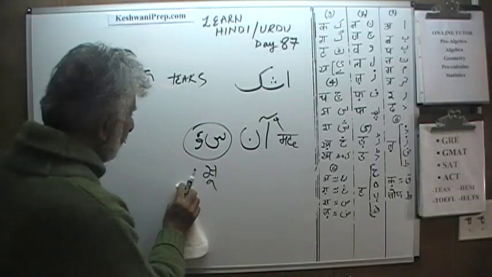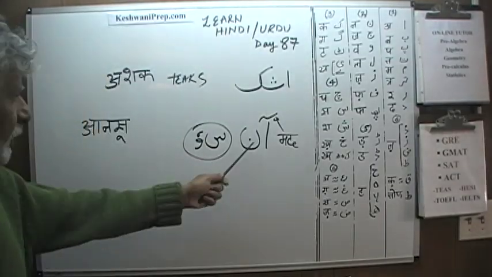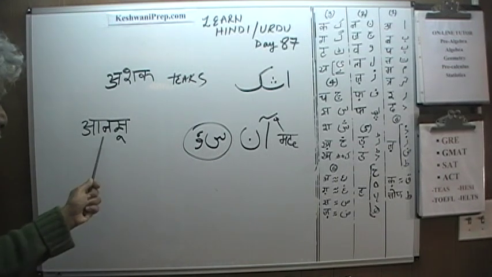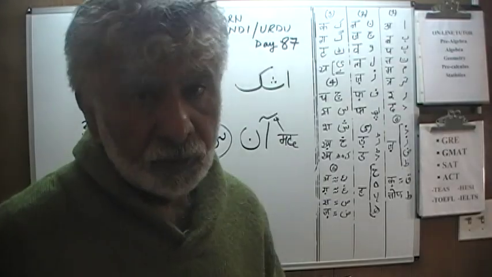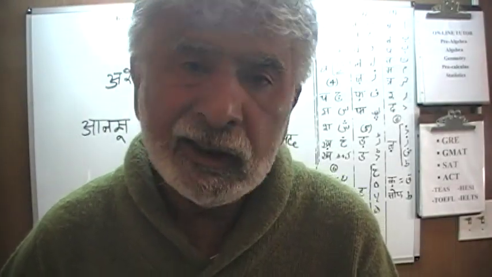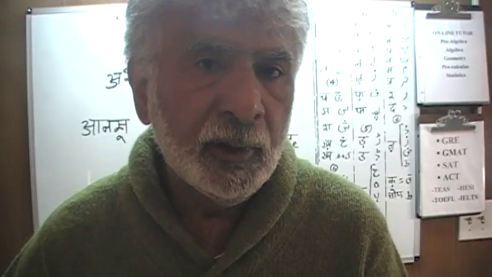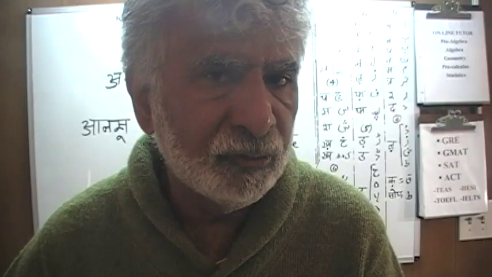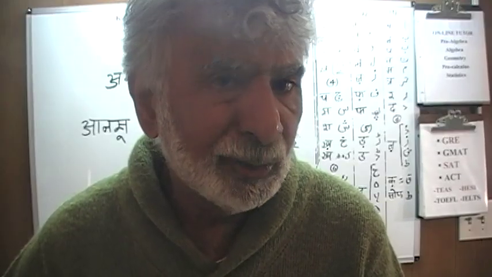Let's take a look at it, see what it reads. As it is written in both Urdu and Hindi, it makes absolutely no sense, because there is no such word as anasu. Anasu is not what you're looking for. What we're looking for is asu. Asu, the N that appears in the middle, is very much nasalized. How do we tackle it?